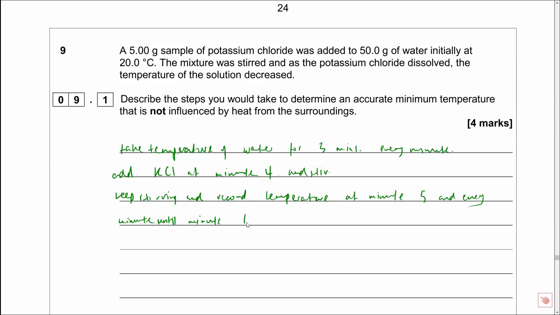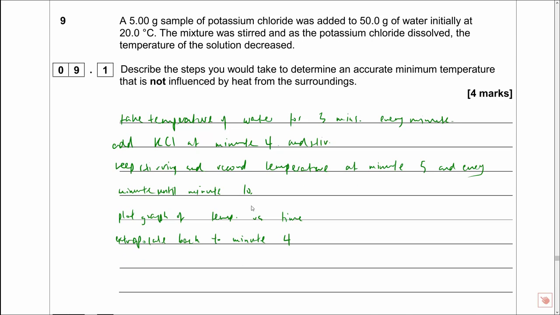Now let's say minute 10. Plot graph of temp versus time. Extrapolate back to, in this case, obviously minute 4, that point where we added. We'd be extrapolating back to that point there. The mark scheme doesn't have you doing this pre-measurement part. They just have you starting and extrapolating back to time zero, but I quite like my method.